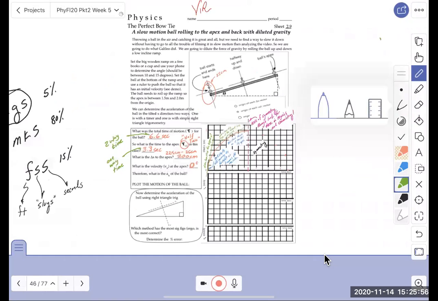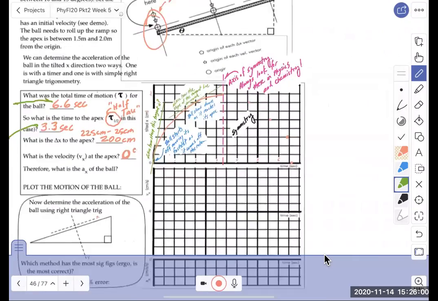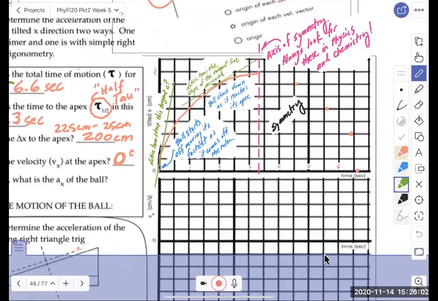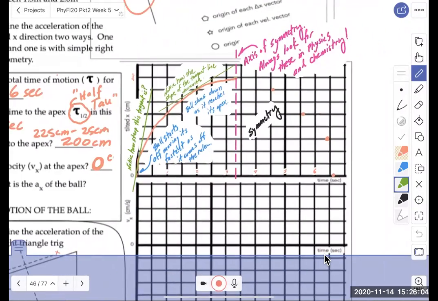I did all this pre-work so this discussion went faster. I didn't sit and watch you write a bunch of things down. So if we continue on here, this axis of symmetry, this is called the axis of symmetry. All right. The idea of symmetry is really big in physics, and it's big in chemistry, it's big in biological systems.